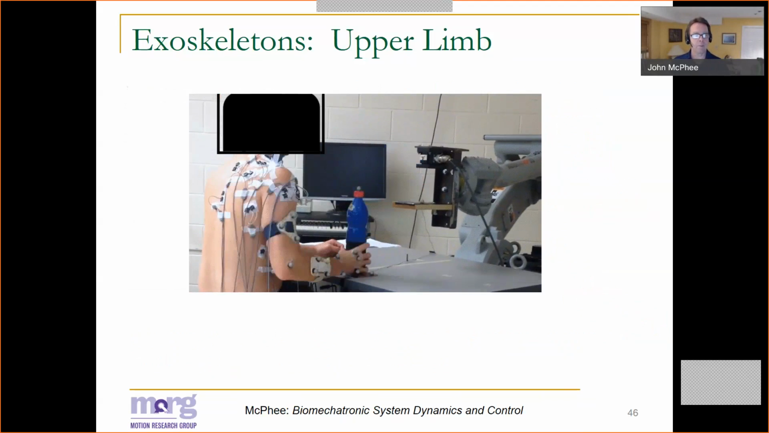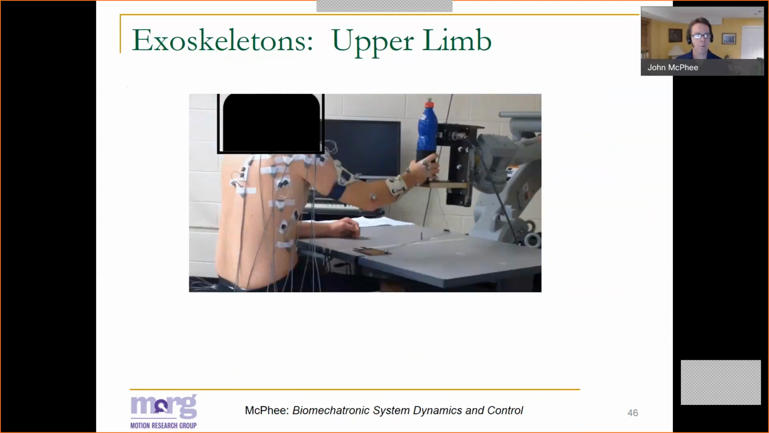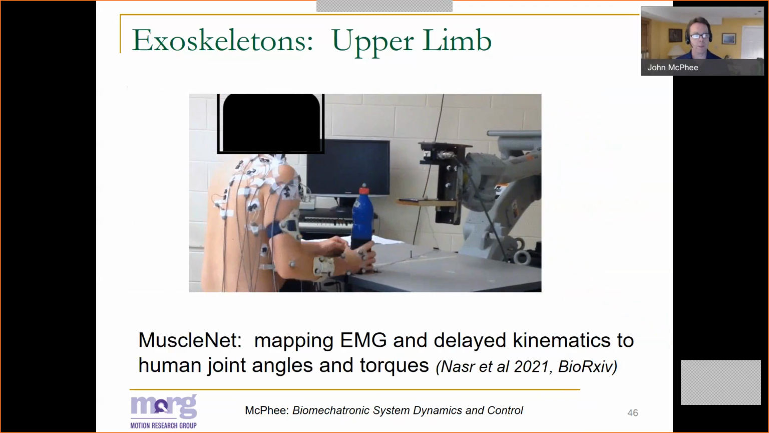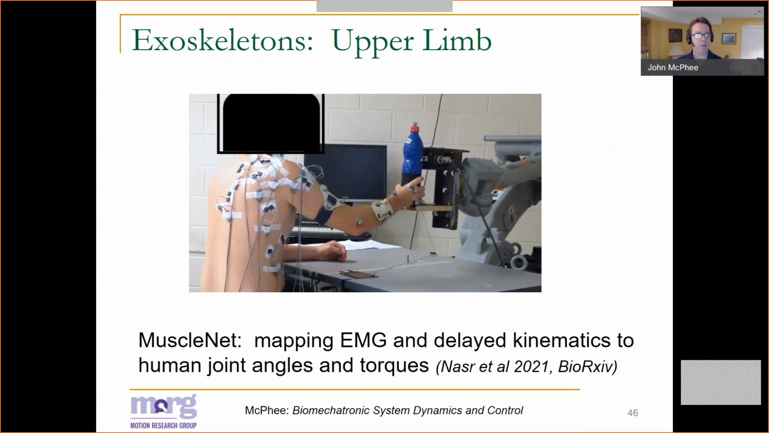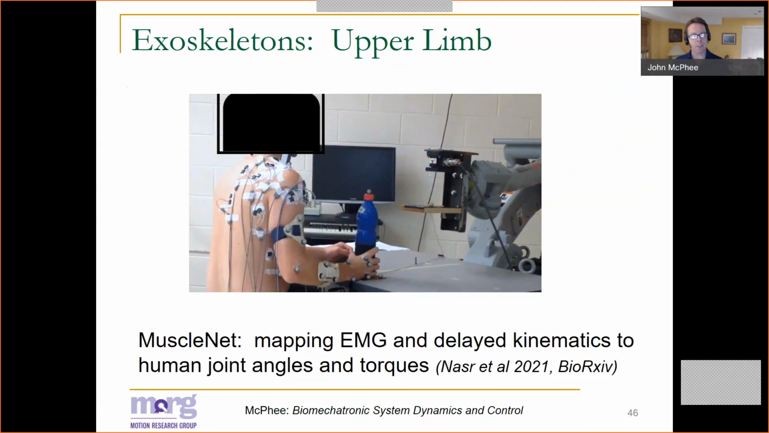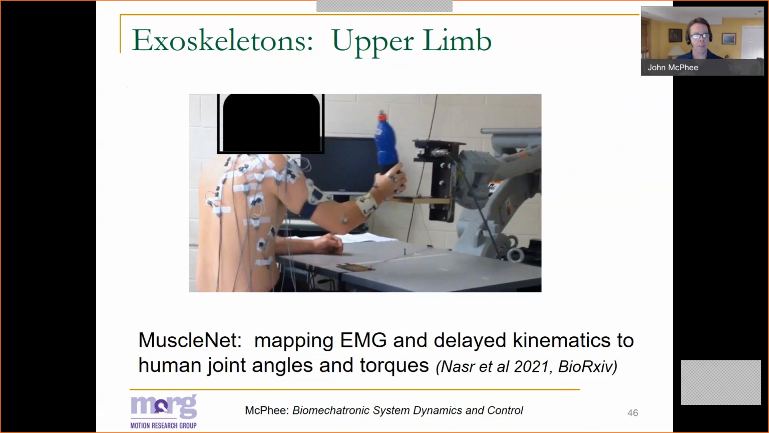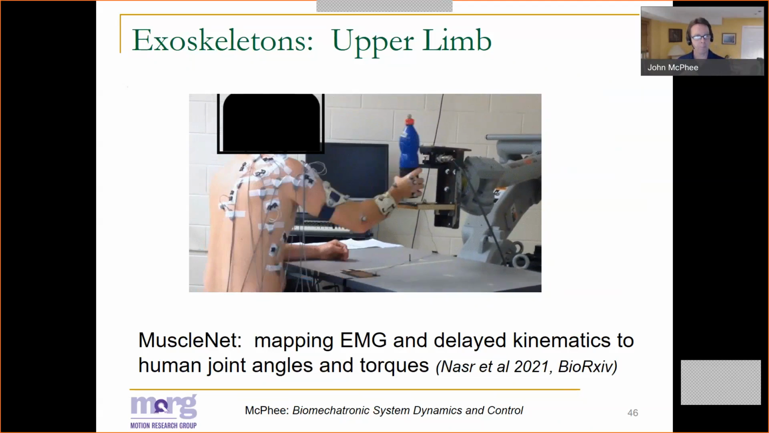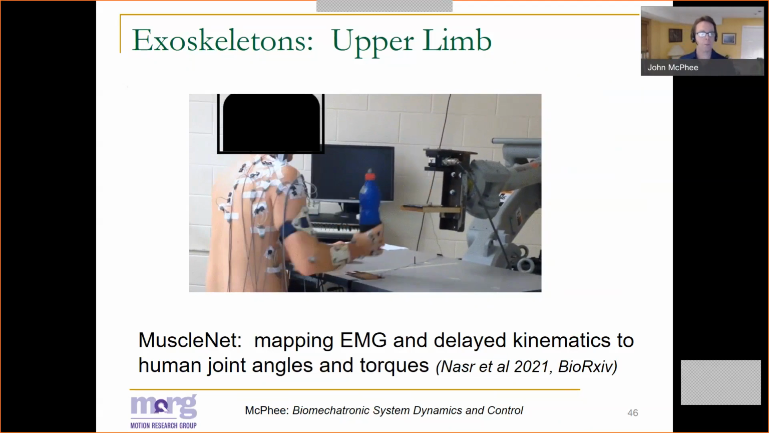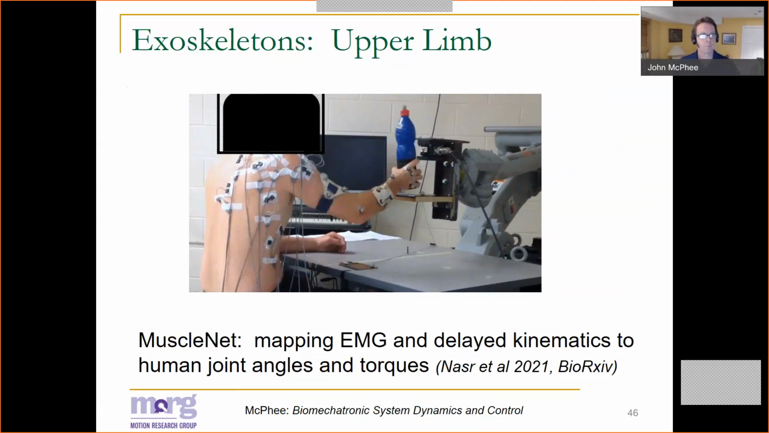So what we did was, from this experiment, which would involve some pick and place operations, we measured both EMG as well as human movement. And we've created another CNN, another neural network, that maps measured EMG signals to human joint angles and torques at a later instant in time. And that's how we're able to use EMG measurements in order to predict what the human wants to do.